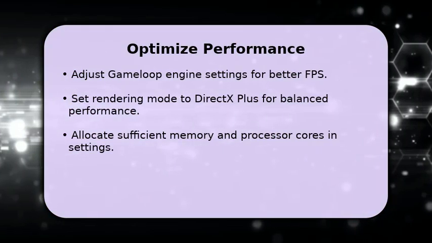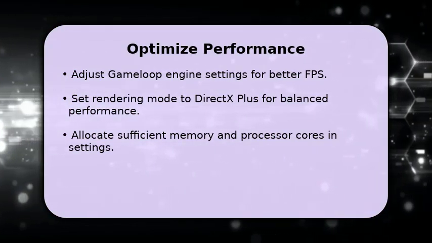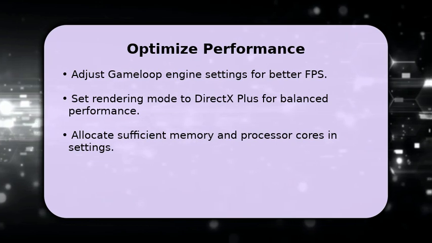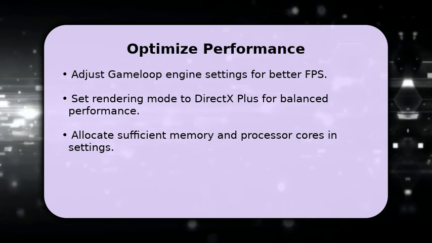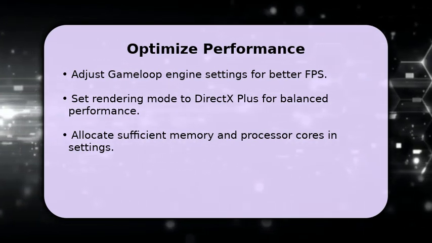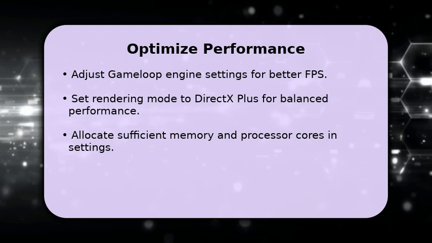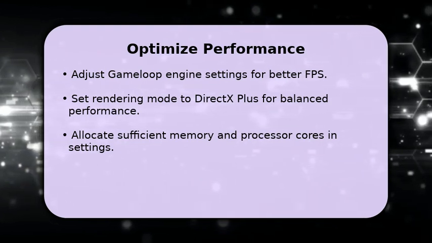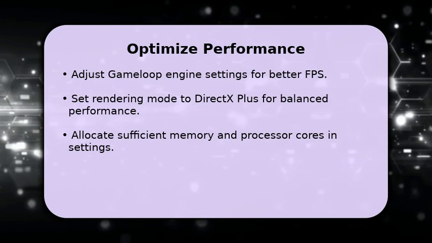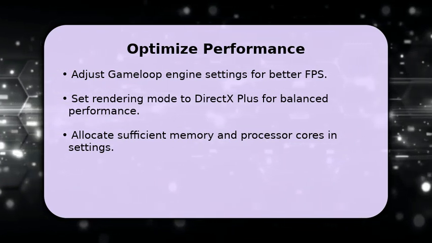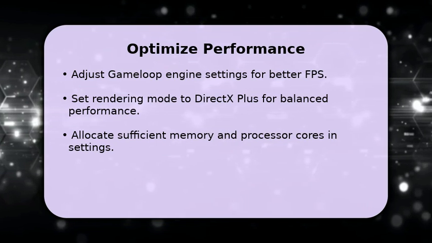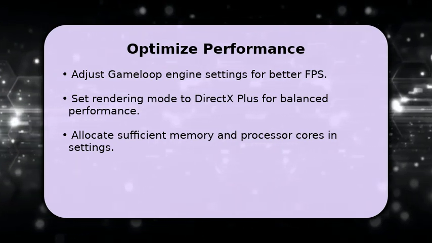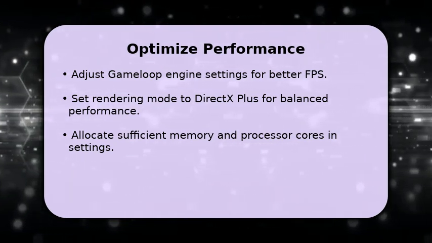To ensure the best performance, open Gameloop's engine settings. For rendering, DirectX Plus often provides a great balance of quality and speed. Allocate at least half of your system's RAM, for example, 8 GB if you have 16 GB installed. Also, set the processor to use all available cores. Disabling anti-aliasing can further boost your frame rate, giving you a competitive edge.